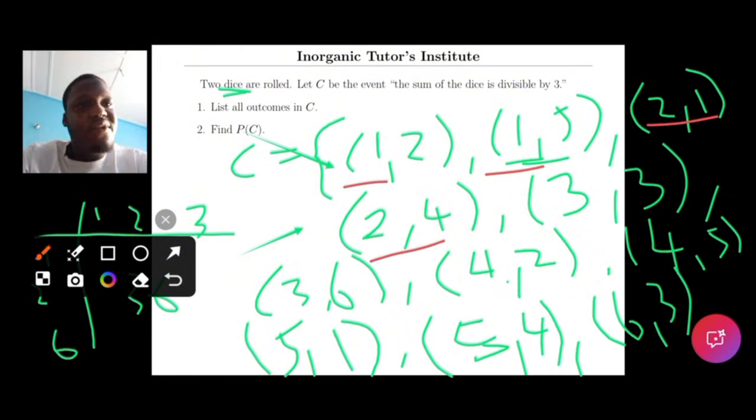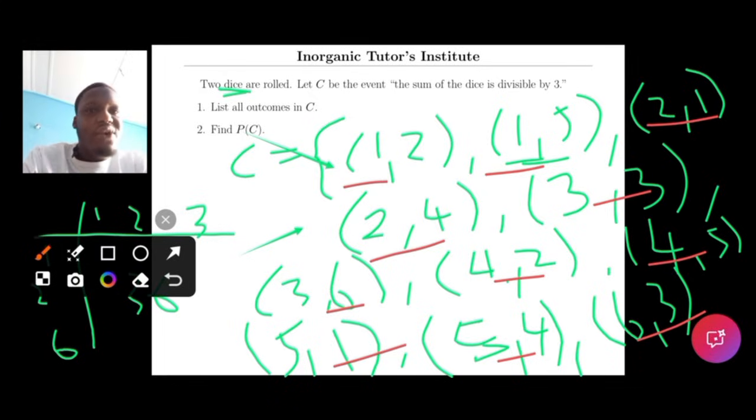1, 2, 3, 4, 5, 6, 7, 8, 9, 10, 11. But before we move on, let's do a quick cross check if we've left anything out. 1, 1; 1, 3; 1, 6; 2, 2; 2, 3; 2, 5; 2, 6; 3, 1; 3, 2; 3, 4; 3, 5; 4, 1; 4, 3; 4, 4; 4, 6; 5, 2; 5, 3; 5, 5; 5, 6; 6, 1; 6, 2; 6, 4.